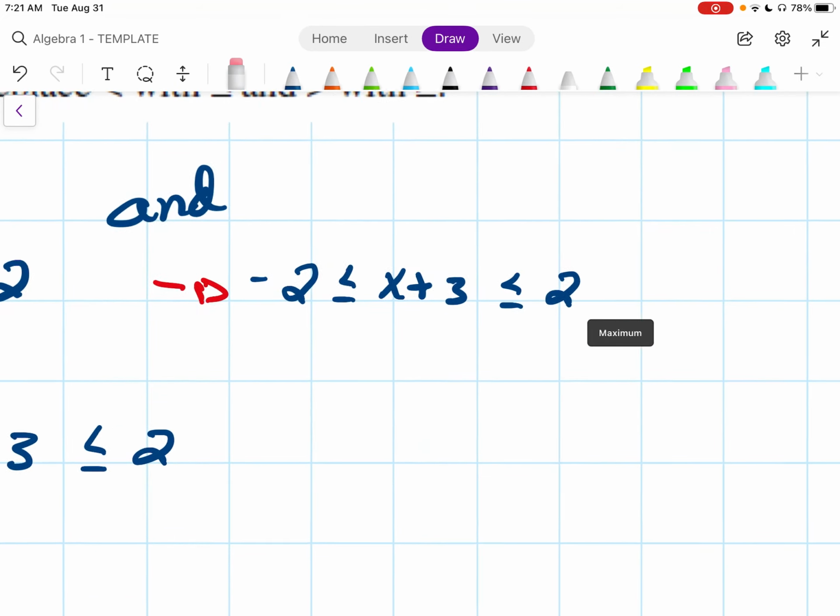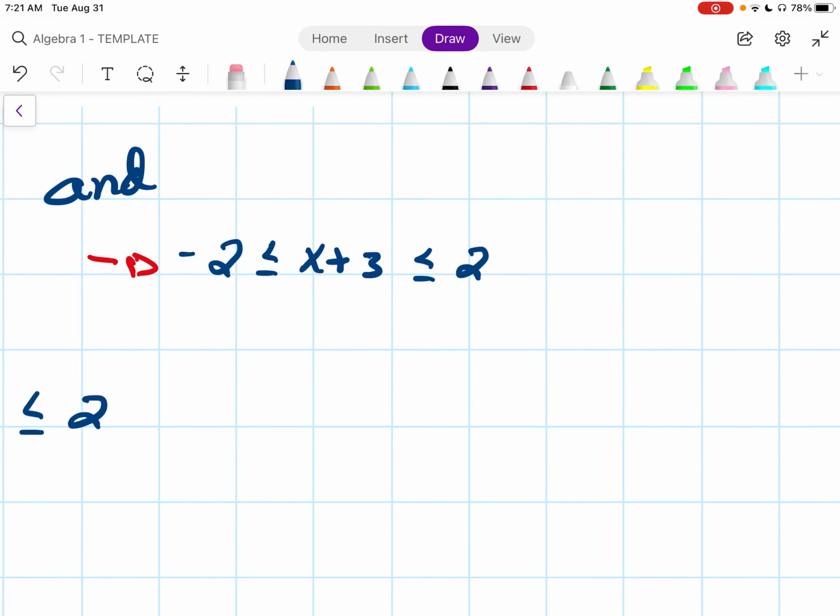I'm going to look at this one and solve. Whenever I subtract 3 from all parts, I would end up with negative 5 is less than or equal to x is less than or equal to negative 1.